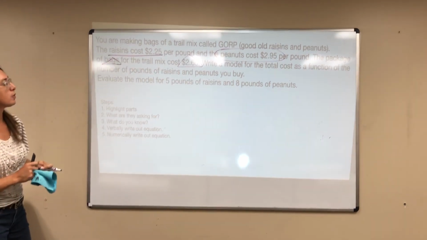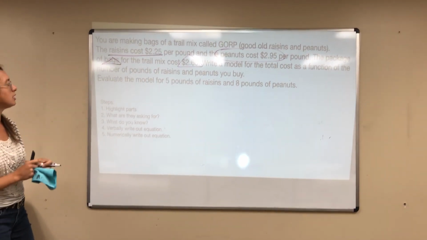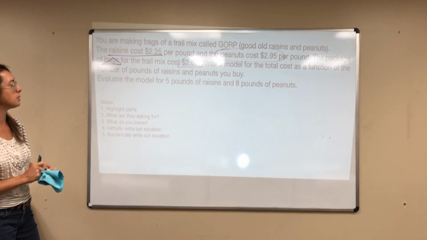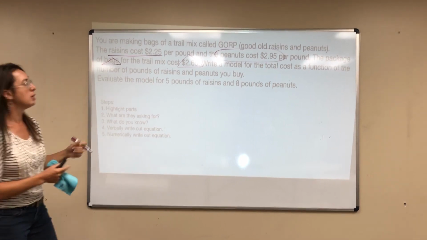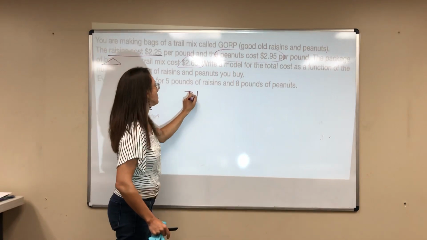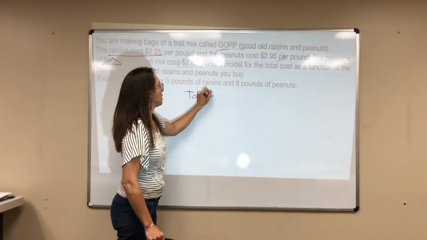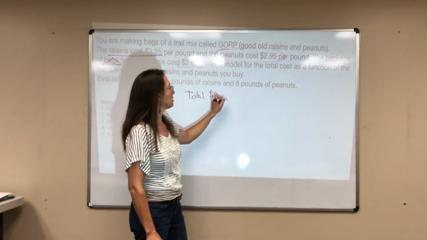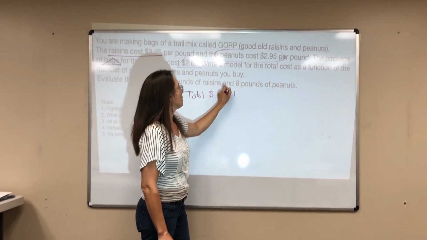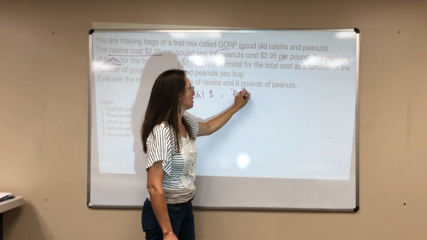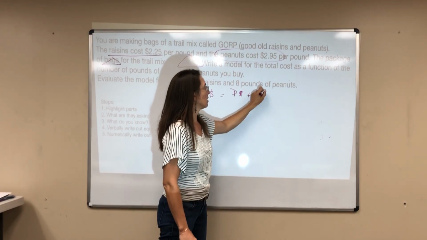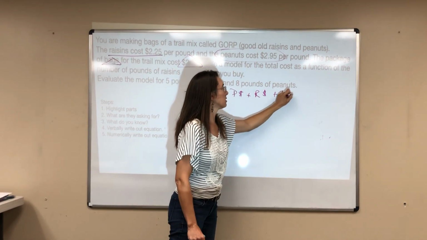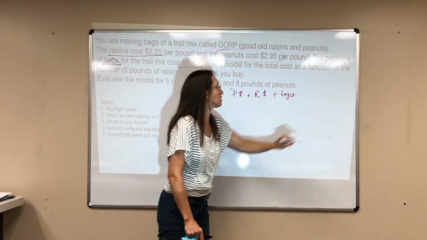So write a model for the total cost as a function of the number of pounds of raisins and peanuts that you buy. Okay, so my total cost, let's write that in words. My total cost is gonna be what? My peanut cost plus the raisins, plus the bags. Okay, perfect.